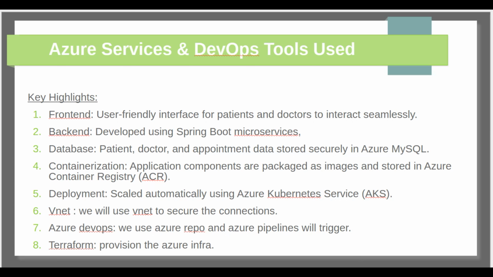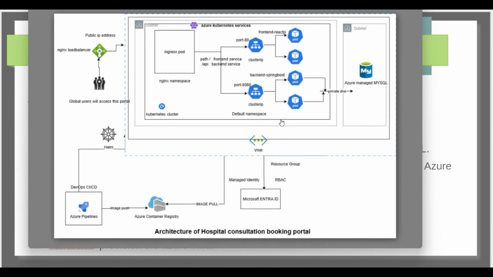Let's see. We have Azure Container Registry, Azure DevOps, Azure Kubernetes Services, MySQL, and an Nginx load balancer. This also we need to create. So let's see how we are going to implement this. I will explain this architecture and workflow in the upcoming slides.